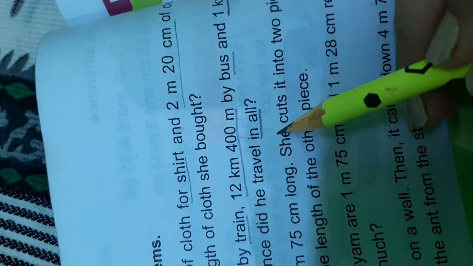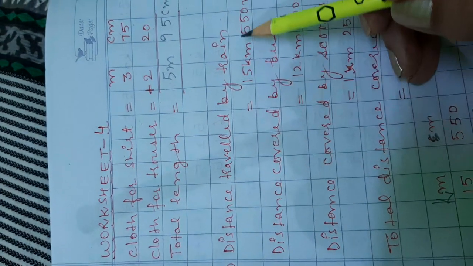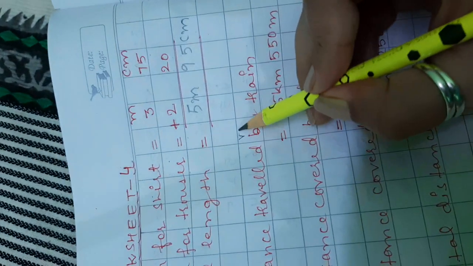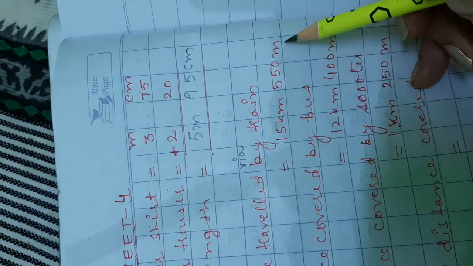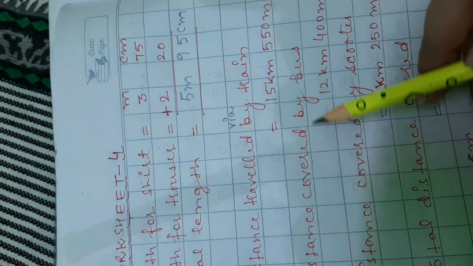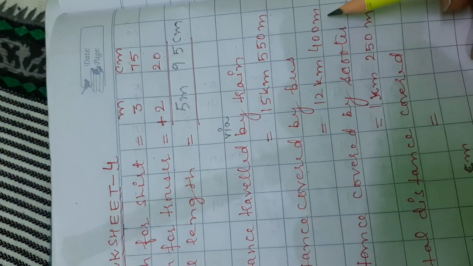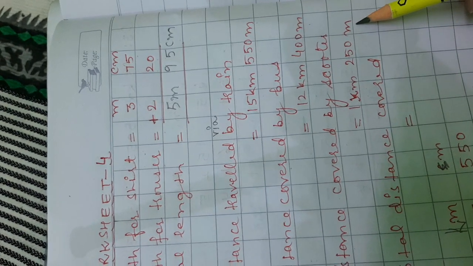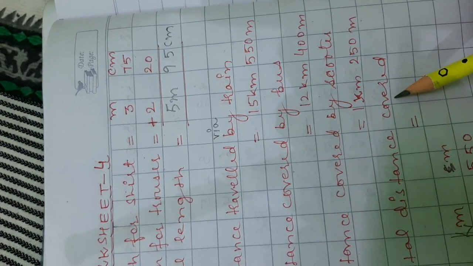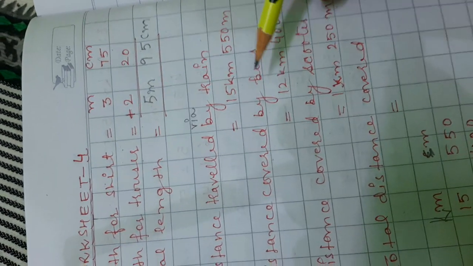Whenever we have in all or all together, then in such cases also we have to add, and here also we have to add these 3 distances. So you can write distance traveled by train, or via train also you can write. Distance traveled by train is equal to 15 kilometer 550 meter. Distance covered by bus is equal to 12 kilometer 400 meter. Distance covered by scooter is equal to 1 kilometer 250 meter. So the total distance covered is equal to, we have to add these.